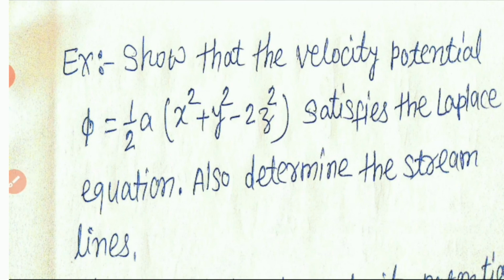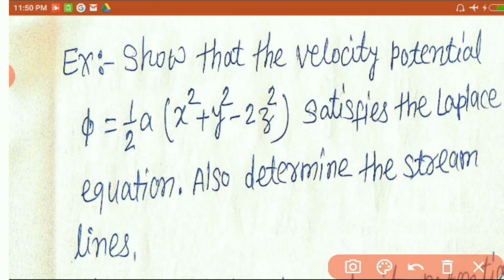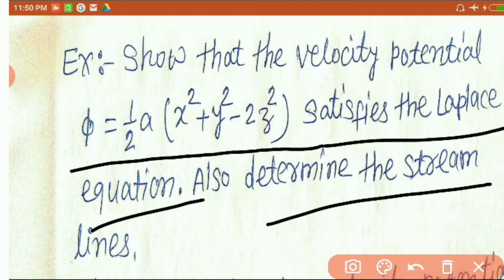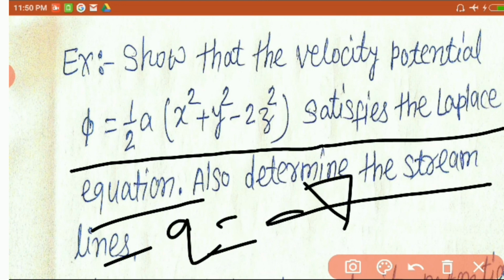Now we'll see another example. Show that the velocity potential phi is equal to 1 by 2 a times x square plus y square minus 2z square satisfies the Laplace equation. Also determine the streamlines. We will see the solution. Suppose phi is the velocity potential of the velocity field q, then we have q is equal to minus del phi.